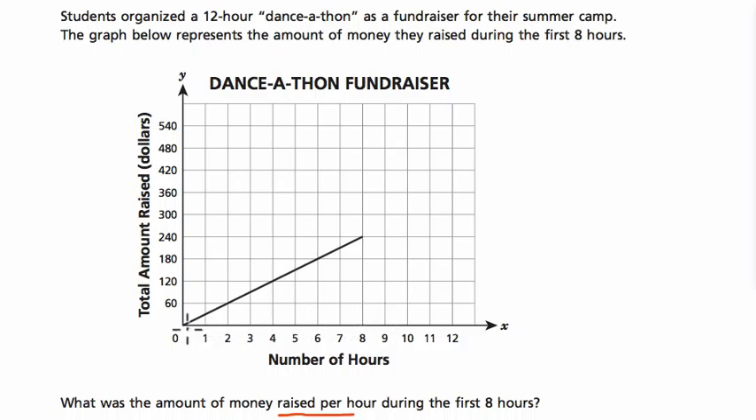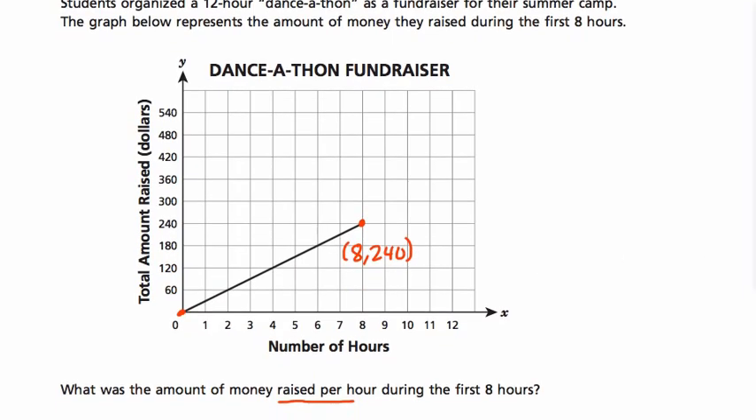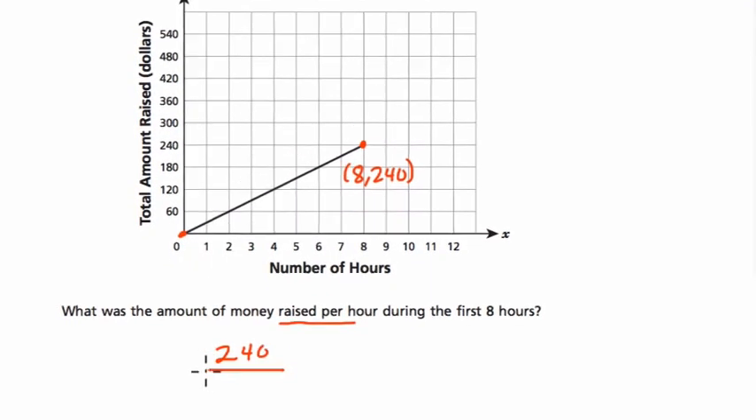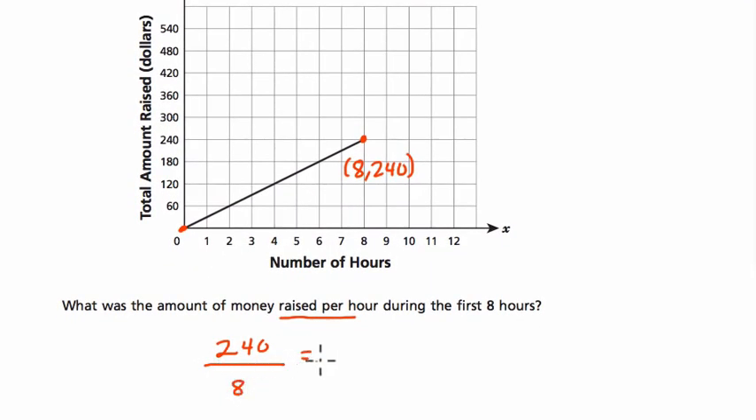I noticed that we start at 0, 0, so there's no money in the beginning, and after 8 hours, they reach $240. That's the point 8, comma 240. So to figure out the rate per hour, I'm just going to take the total amount of money, which is $240, and divide it by 8. This gives me 30. It's $30 per hour.